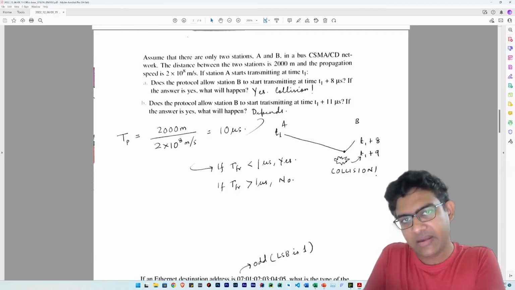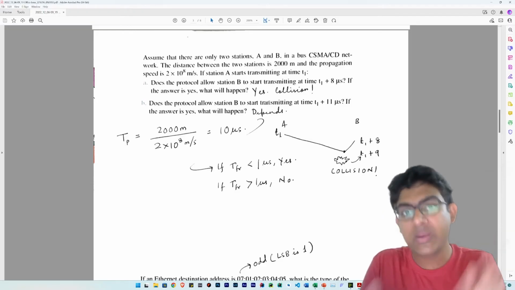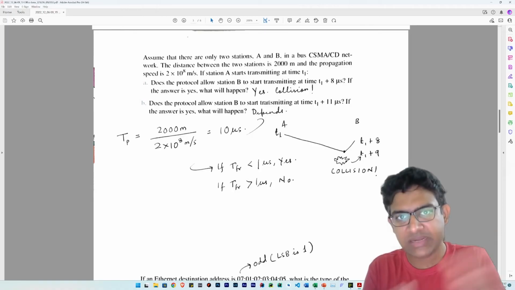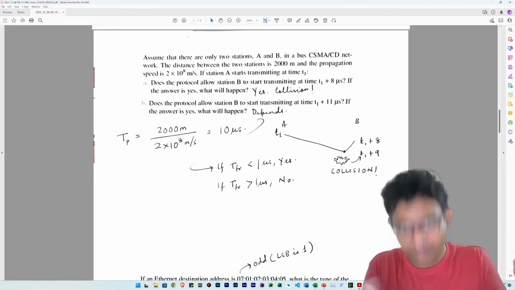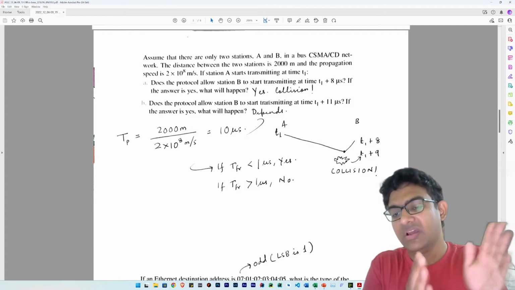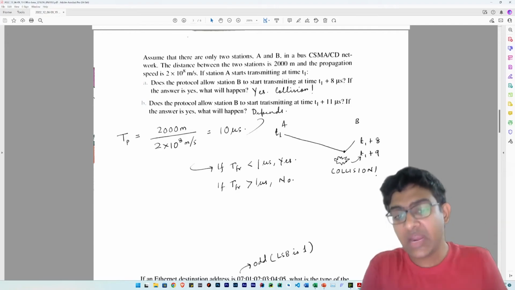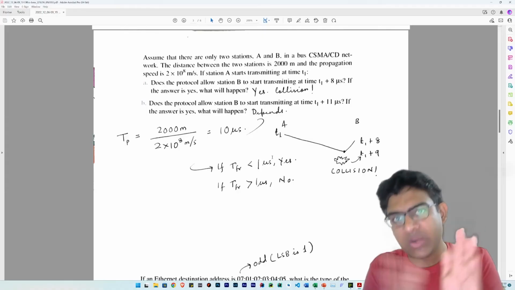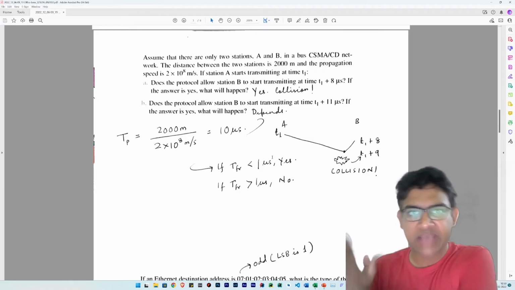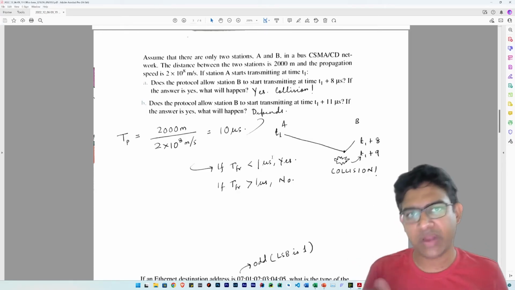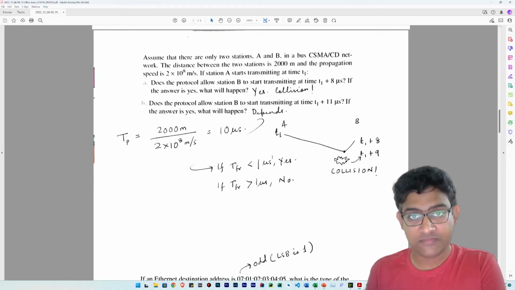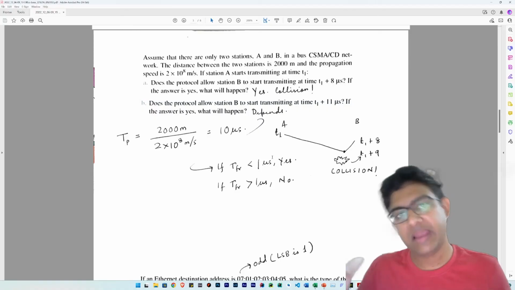So it will come and it will reach B at T1 plus 10. But then for how long will it take for the entire signal to go away? Well, that is the transmission time. That is the length of the train behind the engine. So if that is less than 1 microsecond, then between T1 plus 10 and T1 plus 11, that small frame will pass B. And then when B starts to transmit at T1 plus 11, that frame would be gone. Then B will find the channel to be idle and it can transmit.